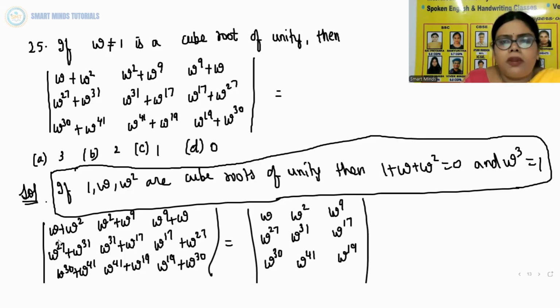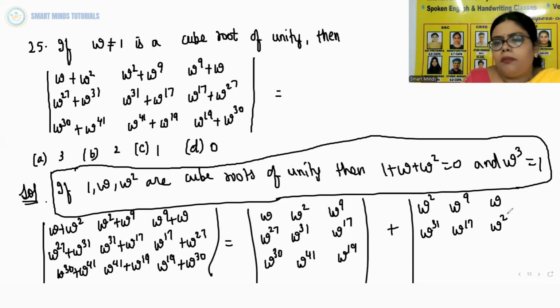So from each term I took the first number. Then plus, now we are taking the second term in each element. So we get omega square, omega power 27, omega power 17, omega power 27, omega power 41, omega power 19, omega power 30.